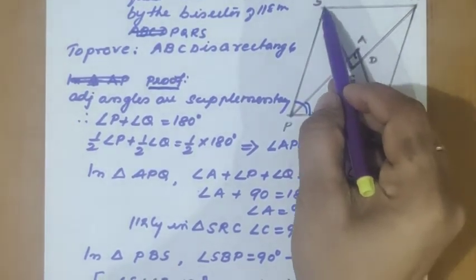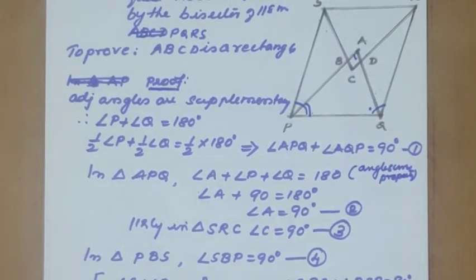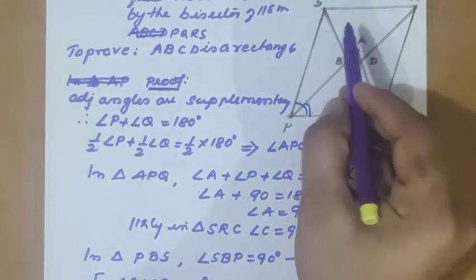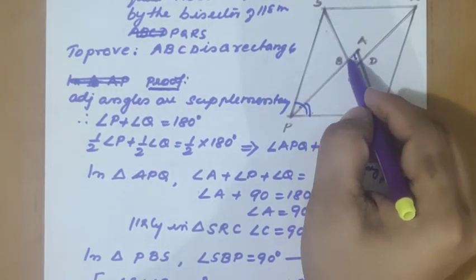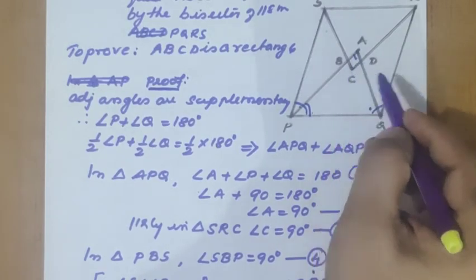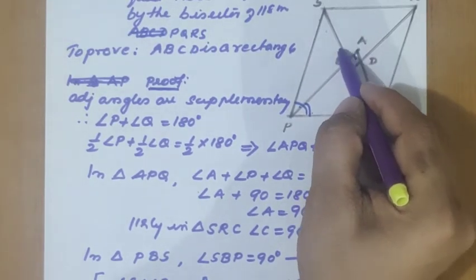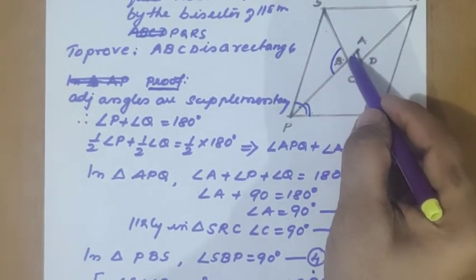Similarly, the same rule we are using for SRC. That is why angle C is equal to 90 degrees. In the same way, we apply the same rule for SBP. That means angle S plus angle P is equal to 180 degrees, half of S plus half of P equals 90 degrees. Compared to the previous part, there we got 90 degrees inside the quadrilateral, that is, interior angles A and C. But here this angle B is equal to 90 degrees. Then this is 90 degrees, and here also 90 degrees.